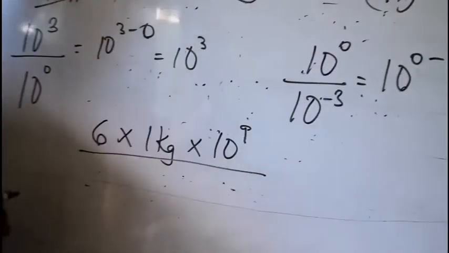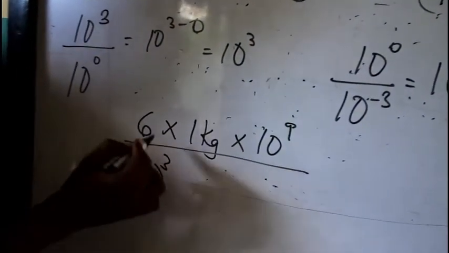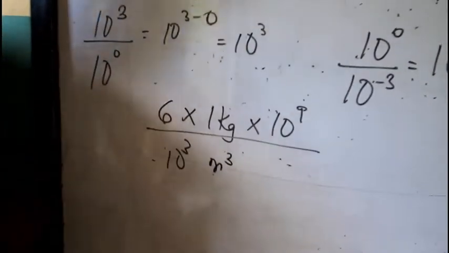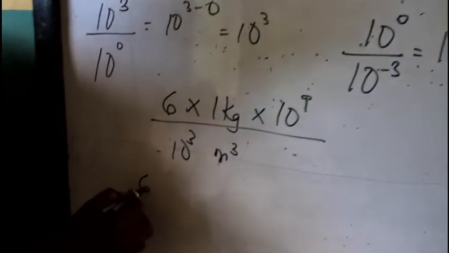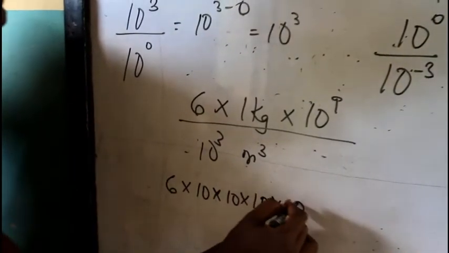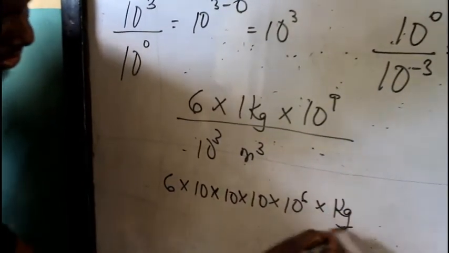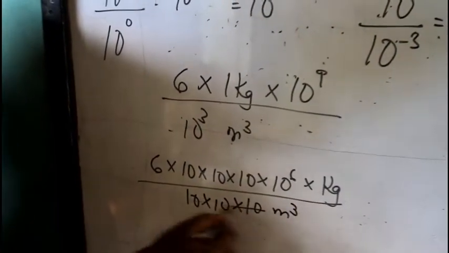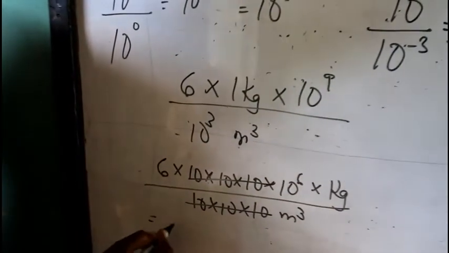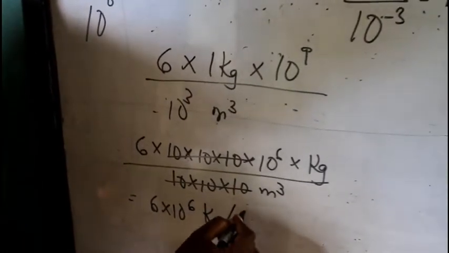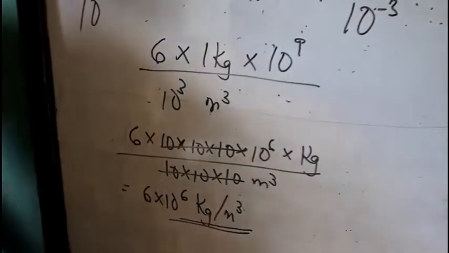So all over, what do you have? You have 10 raised power 3, and 1 raised power 3 is 1, as meter cube. As simple as that. So you have it as 6 times 10 raised power 9 times kilogram over 10 raised power 3 meter cube. You cut it out. So the answer is 6 times 10 raised power 6 kilogram per meter cube. As you can see, very, very simple.